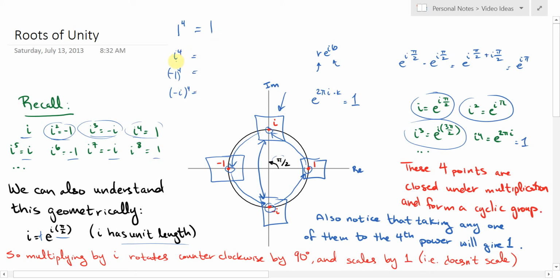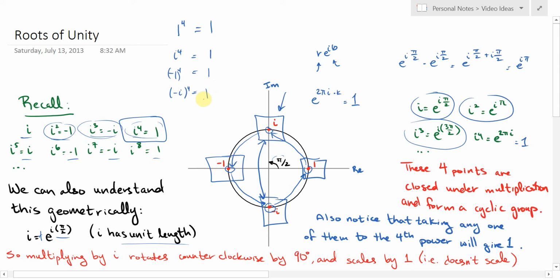1 to the 4th is 1, i to the 4th right here is 1, and you can see it in the picture. Negative 1 to the 4th is of course 1. It's not the most efficient way to get to 1 once you're at negative 1, but it'll get you there. And negative i to the 4th is in fact also equal to 1.